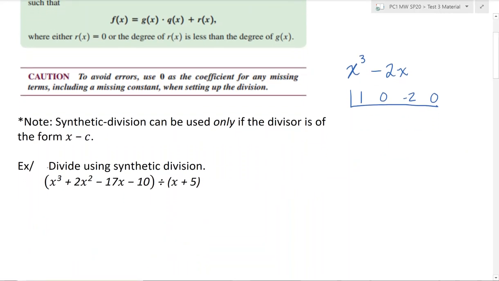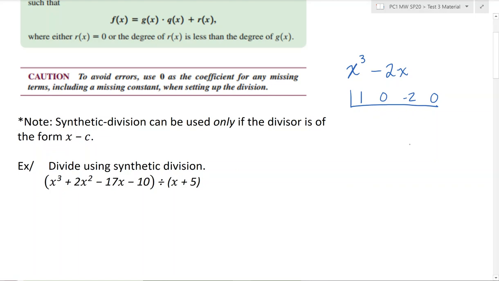Now, it's important to note, and this was in your at-home notes, synthetic division can only be used if the divisor is of the form x minus c. That means the x that you're dividing by has to be a plain x. No coefficient in front of it, except for the 1, and no exponent on that x. It's a plain x minus c. If it's anything other than something of that form, then you're going to have to fall back on long division and divide your problem that way.